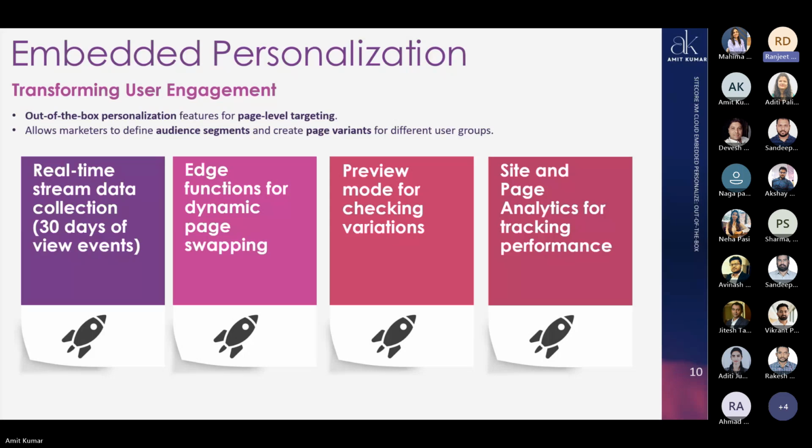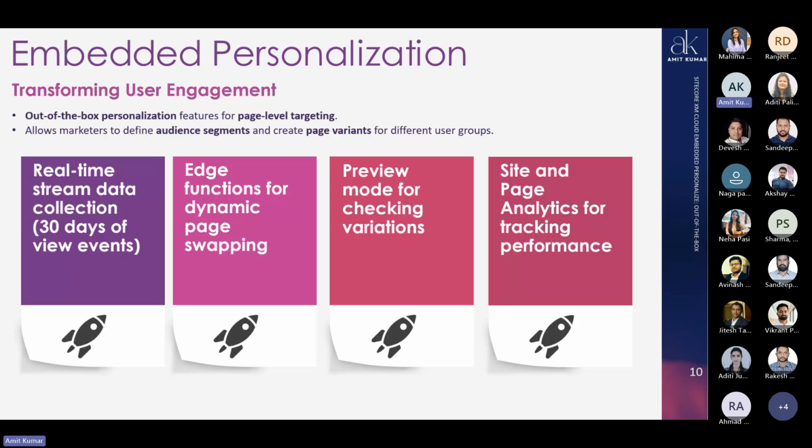Third one is preview mode for checking variations. We can create a variant in XM Cloud, and depending upon the variant, we can show different kinds of data to different users. With preview mode, marketers can preview the content variation before they go live, and it ensures better accuracy. And lastly is site and page analytics for tracking performance. Marketers can measure the effectiveness of each variation at both page and site level.